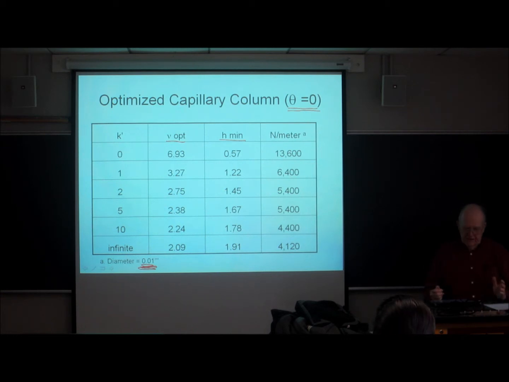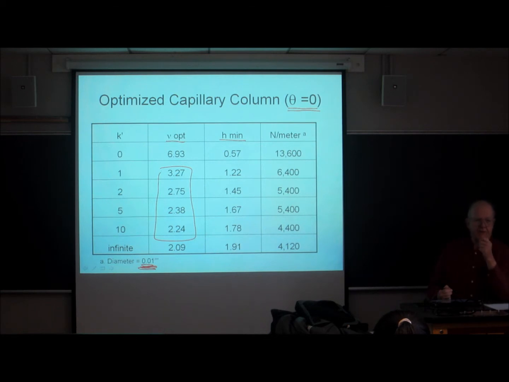The smaller the radius of the tube is, the faster the absolute velocity will be. Reduced velocities, if we don't do something stupid like work at a very low k prime, your reduced velocity is somewhere between 2 and 3 at the optimum. So it's pretty easy to guesstimate what your optimum flow rate should be. It corresponds to a reduced velocity of something between 2 and 3.